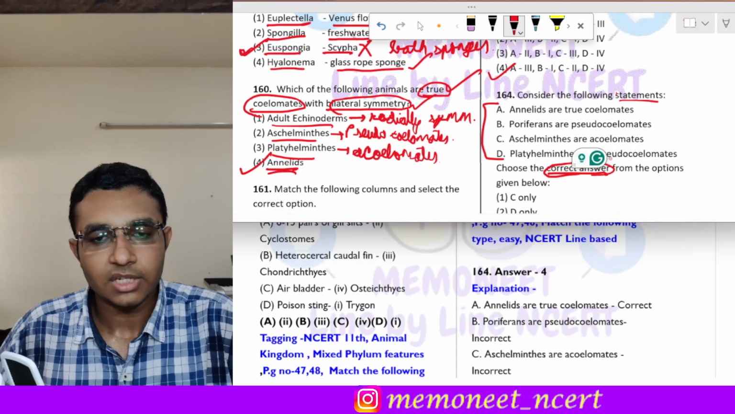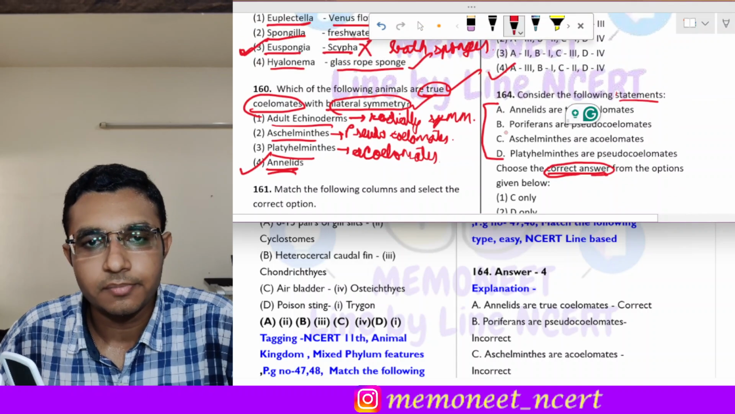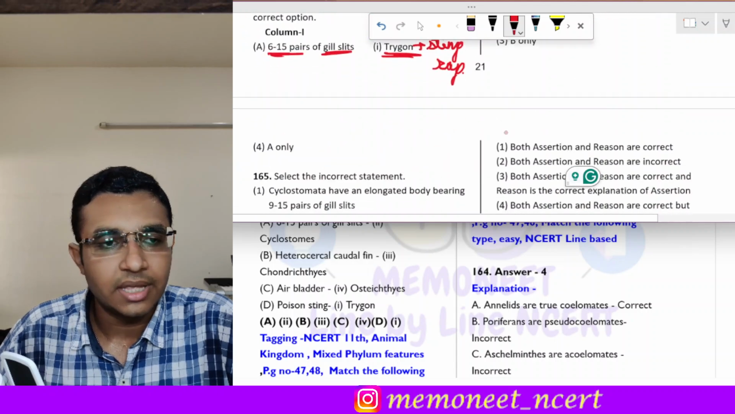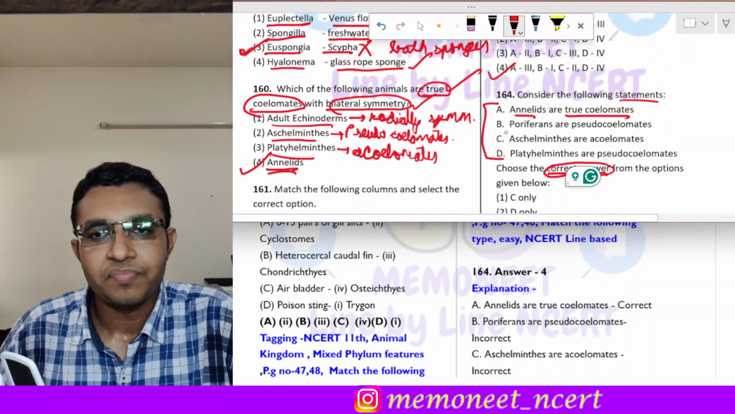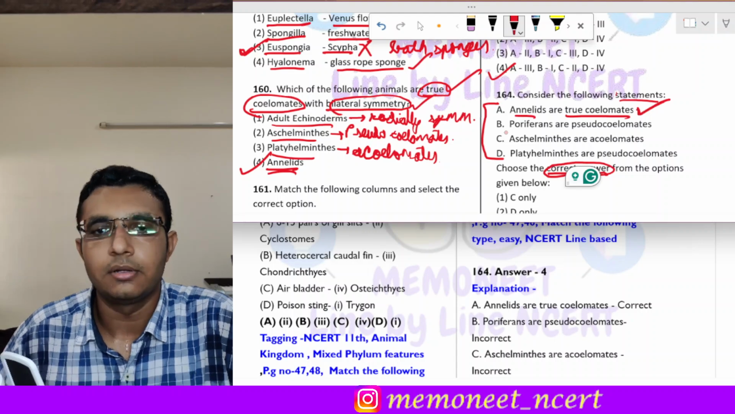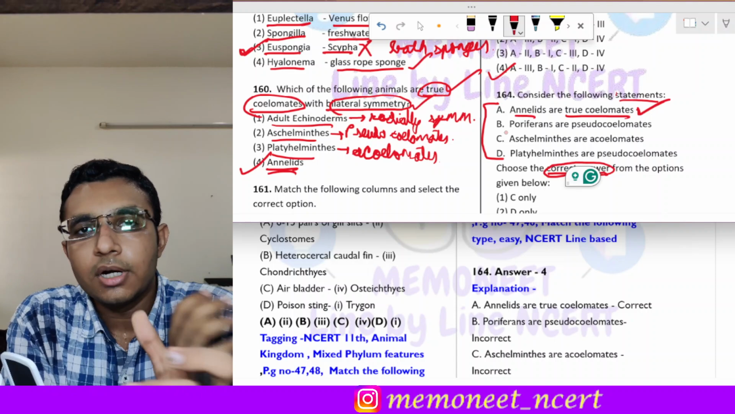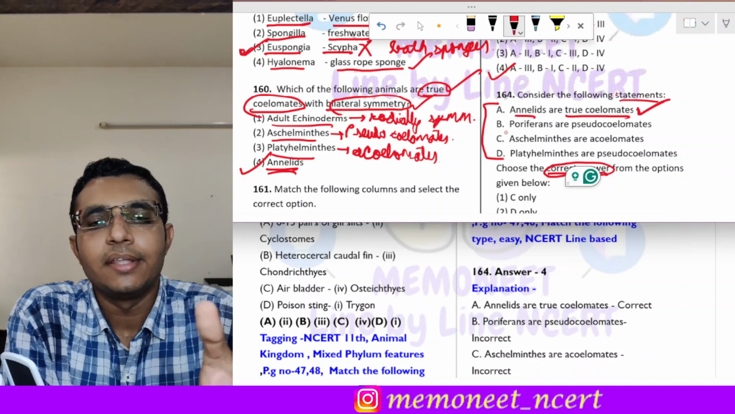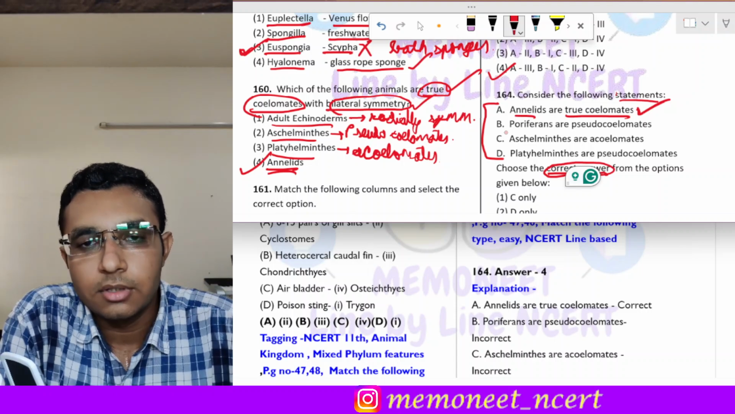Okay, so let us read the statements one by one. The first statement is, annelids are true coelomates. So is that a correct statement? So yes, this statement is correct. Annelids are called true coelomates because they have a true body cavity. A proper body cavity is present in annelids, therefore they are called true coelomates. Let us read the other 3 statements also.